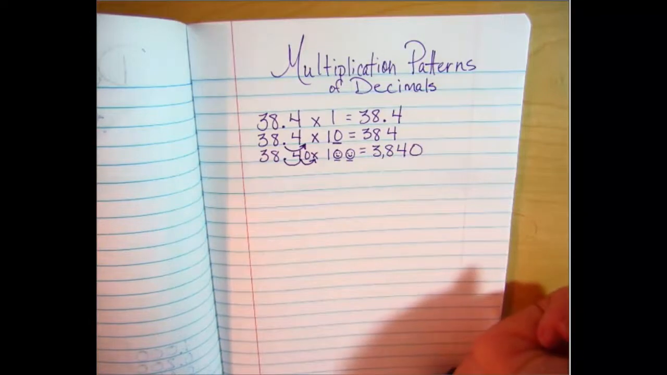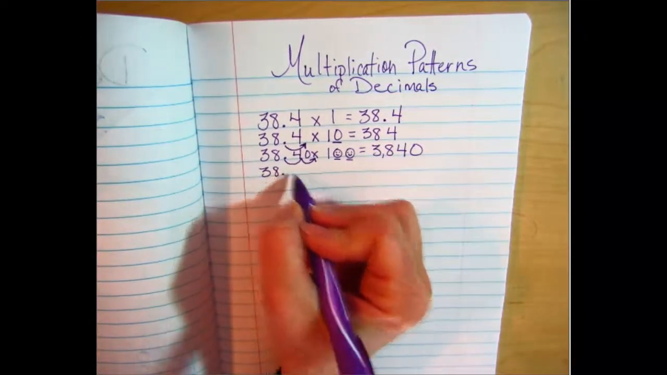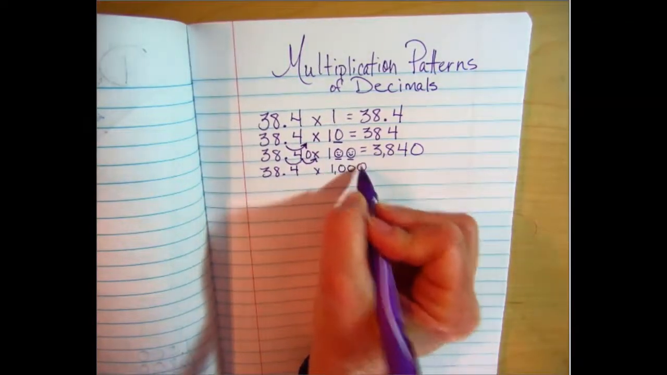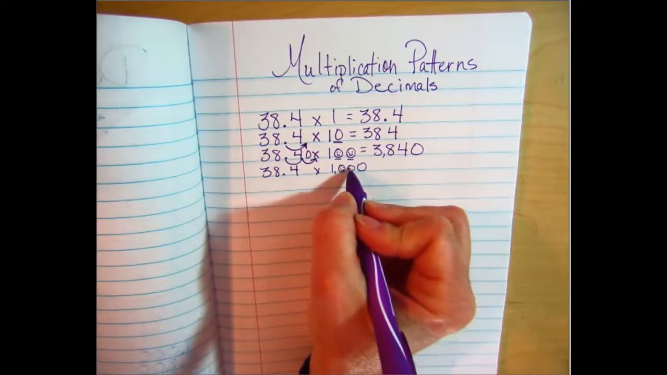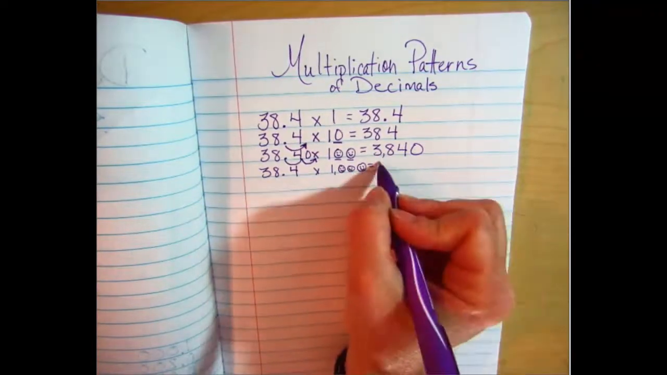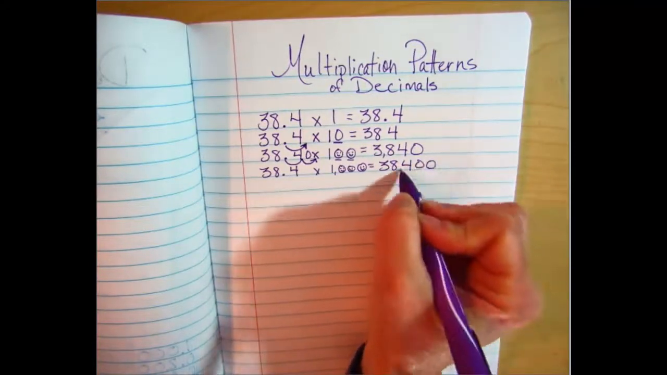3,840. Well, guess what's going to happen when I do the same number times 1,000? What do they tell me to do? My zeros want me to move it 3 times. And I'm just adding basically another 0 to this number.